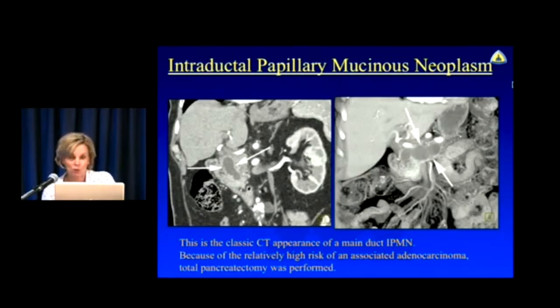And then you have to decide what you're going to resect, right? Because in this case, they did a total pancreatectomy. Because if the entire duct is involved, you can't take out part of the duct and leave the rest of the duct, because you're not going to be able to predict where the cancer will occur.